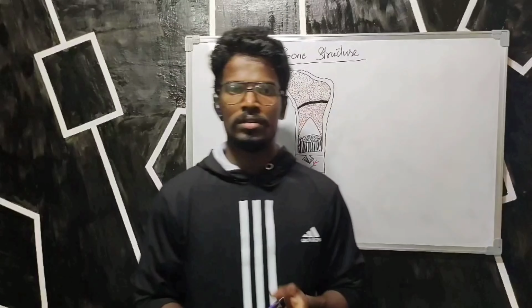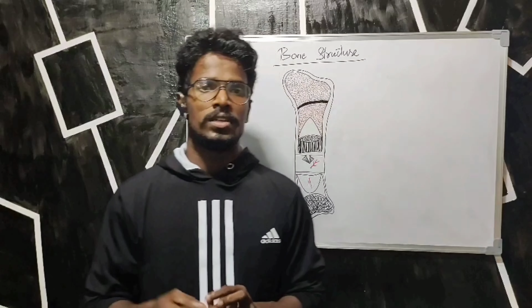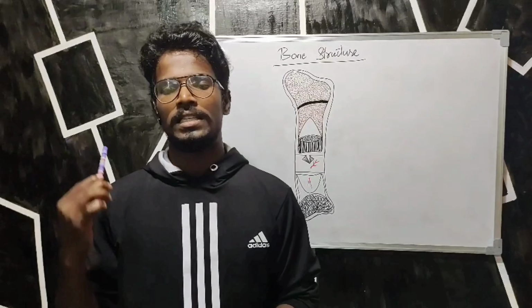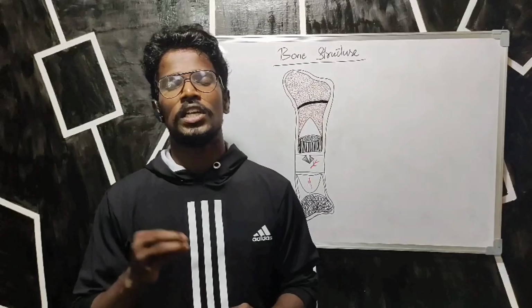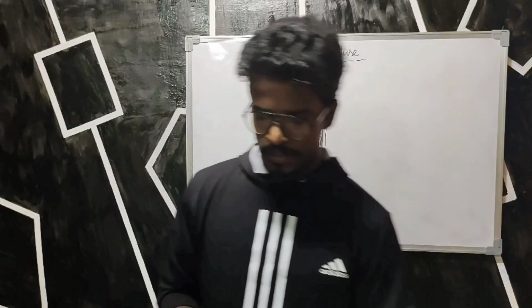Coming to flat bone, which are flat. Your examples are the skull, sternum, and scapula. Next one is sesamoid bone. What is a sesamoid? Sesamoid means oval in shape, and these sesamoid bones have a tendon origin. Examples are patella and pisiform. So that is the classification of bones.